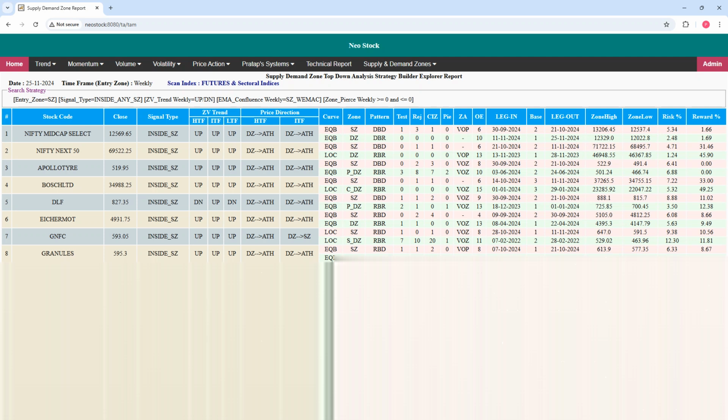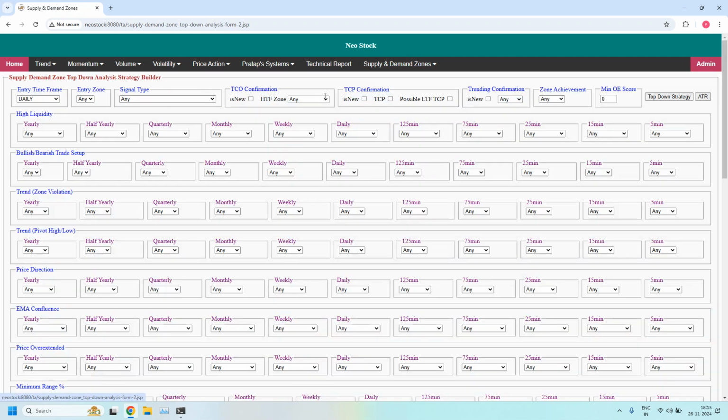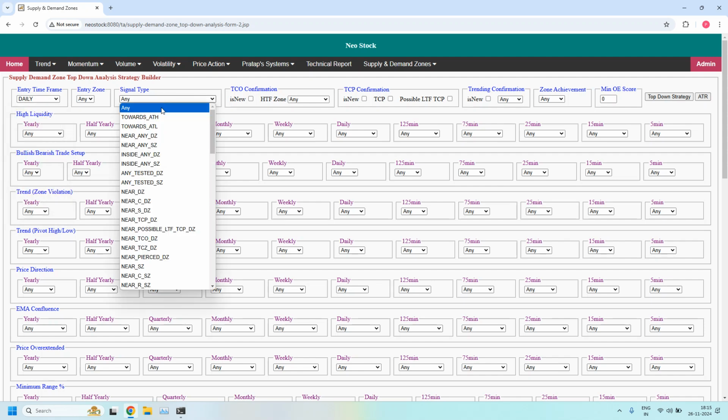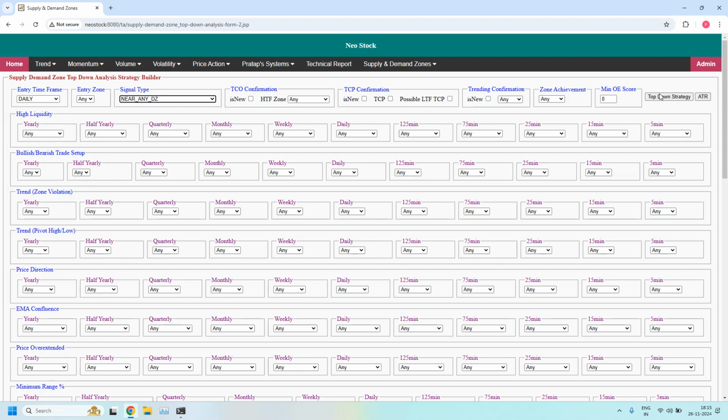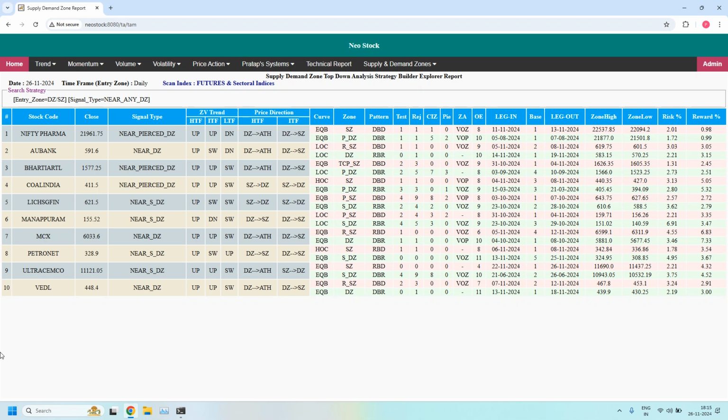Okay, this is about the weekly time frame. Next time frame is daily. Entry time frame daily. Let us find the stocks near the daily demand zone. 10 stocks are filtered. Let's check if any high liquidity zones are available.